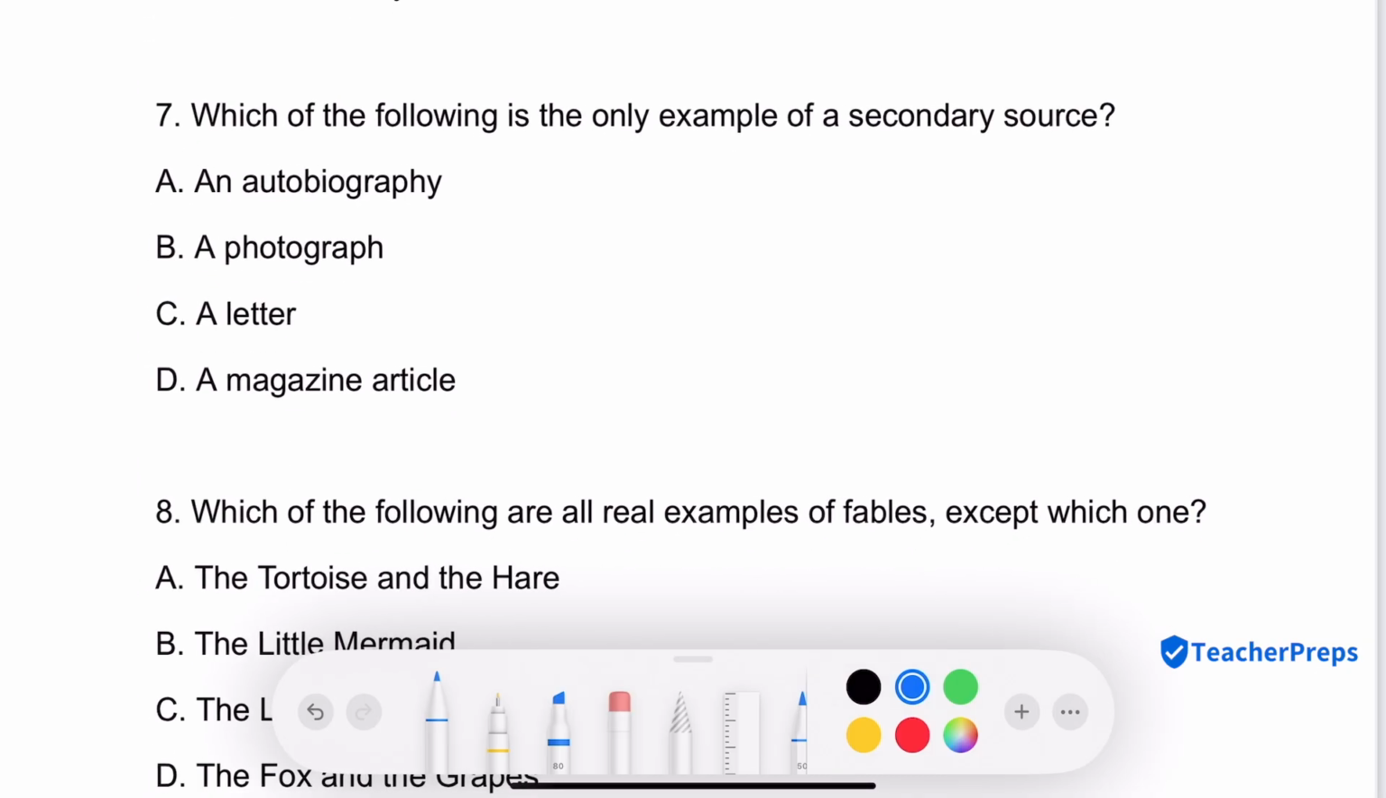Moving on to question number 7. This one asks, which of the following is the only example of a secondary source?